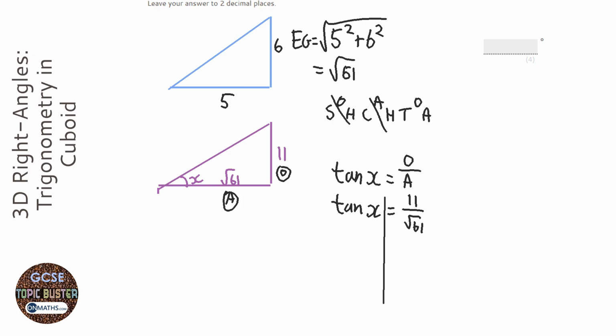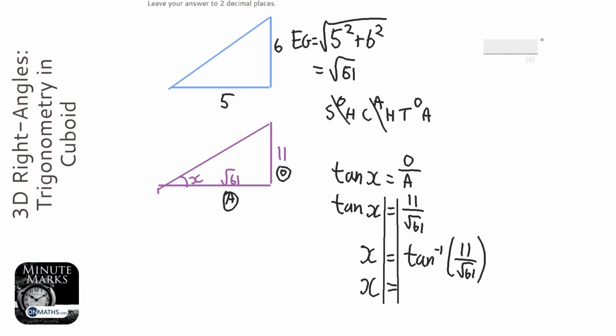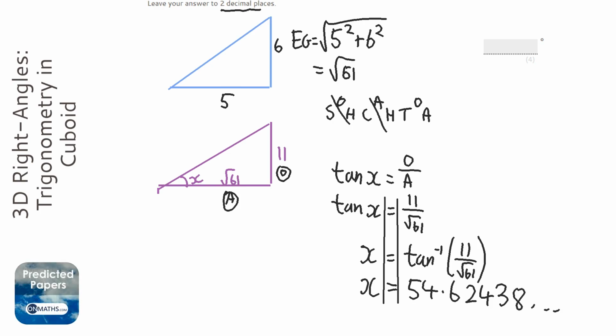And we're going to inverse tan both sides. Just standard trigonometry. So inverse tan and fraction 11 over root 61, and just close the bracket. There we go. And it says that X is 54.62438 and so on. It wants 2 decimal places. So the answer I'm going to write is 54.62.